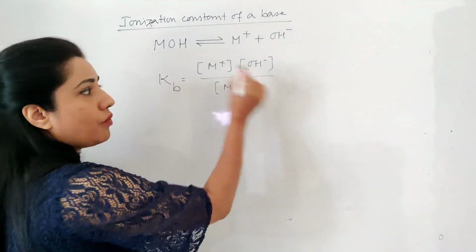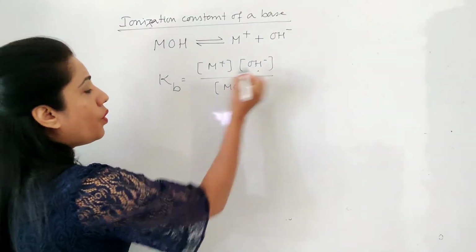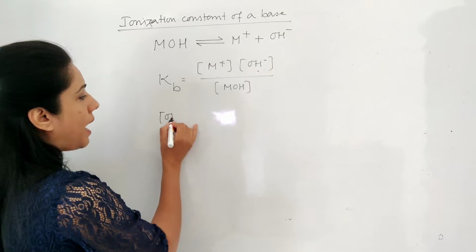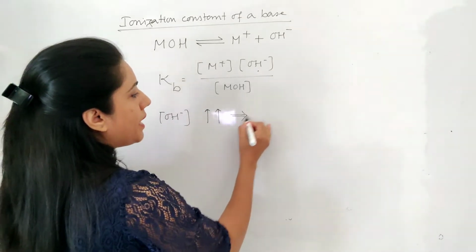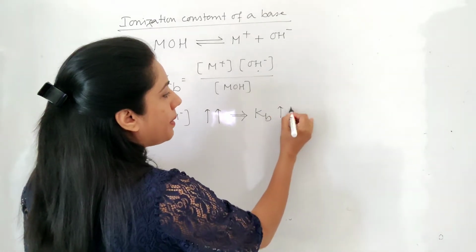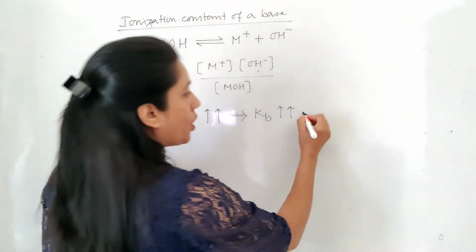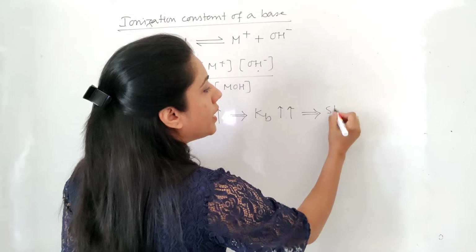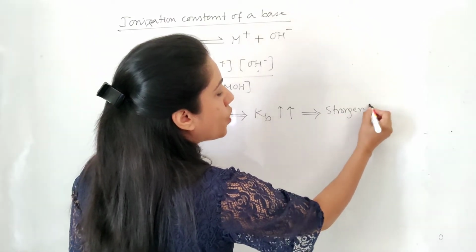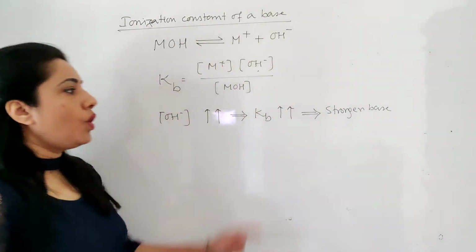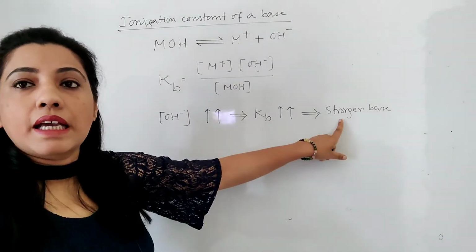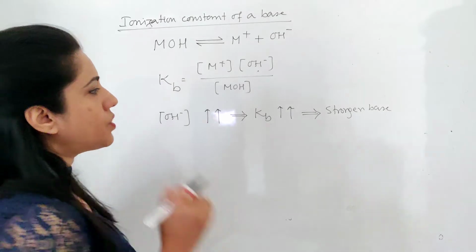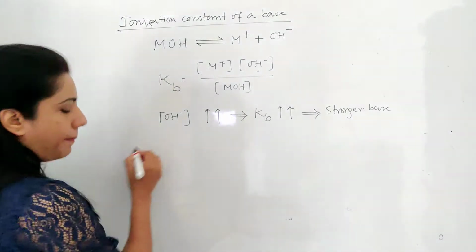Now from this expression we can understand that if the OH minus concentration is more, that means the value of Kb will be higher, which also means stronger is the base. So if the Kb value is high, that means the base is strong in nature. Let us try to conclude this with an example.